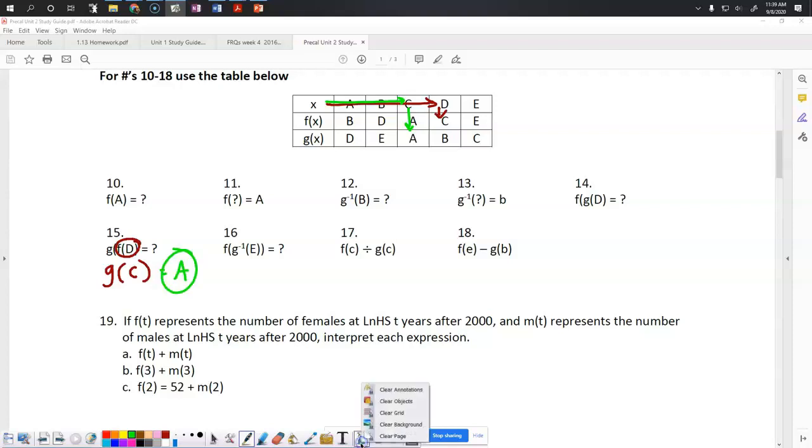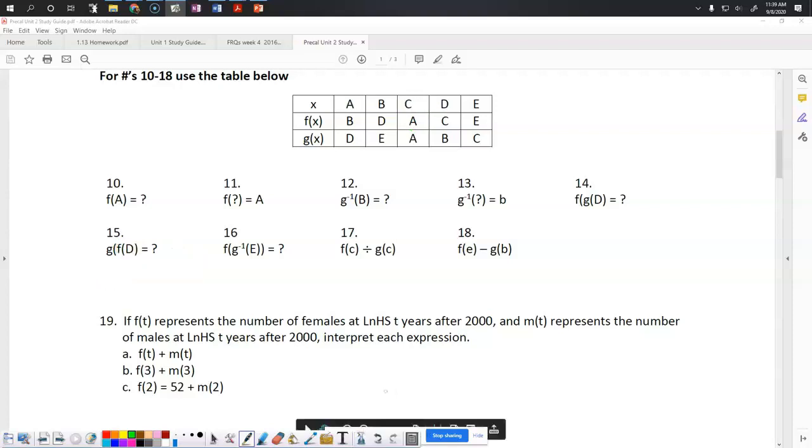All right. 16 is like a combination of the last few problems. There's an inverse there, but it's a composite function. Okay? So, G inverse of E. So let's do that first. Let's do G inverse of E.